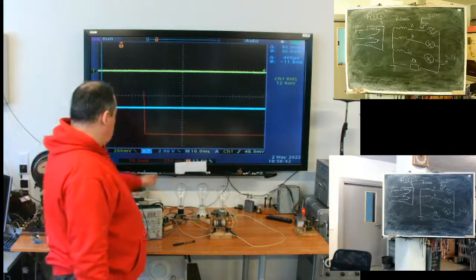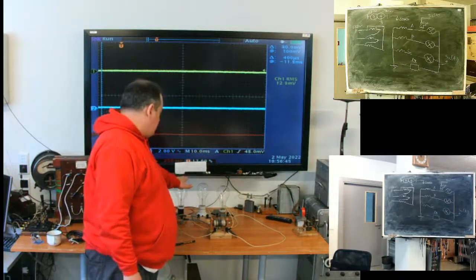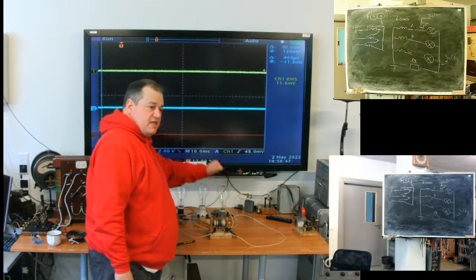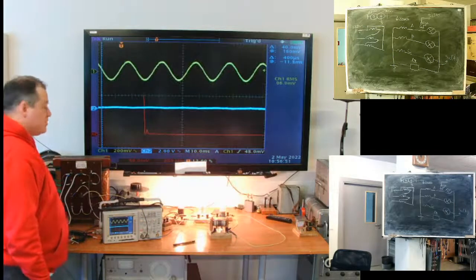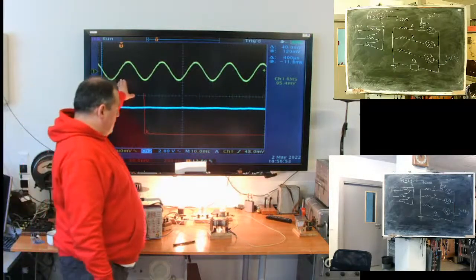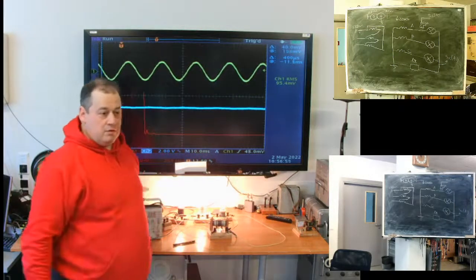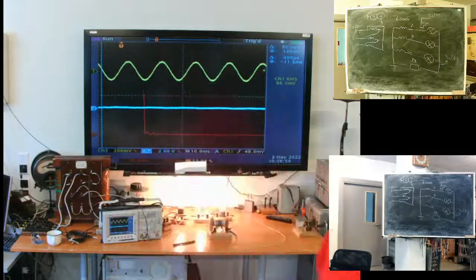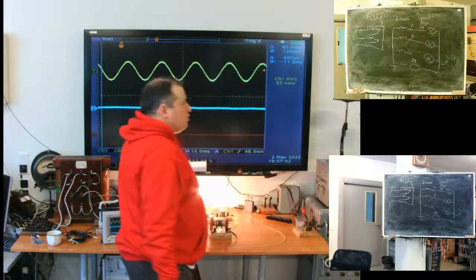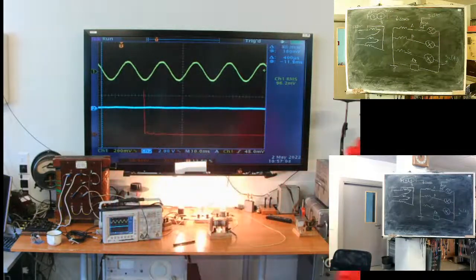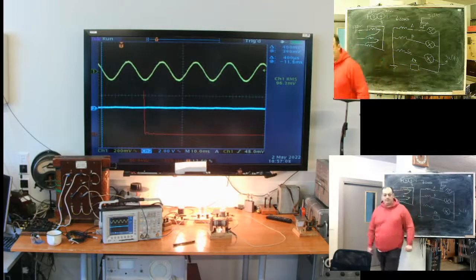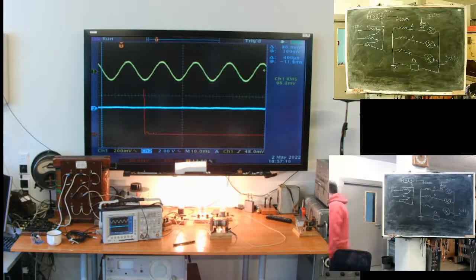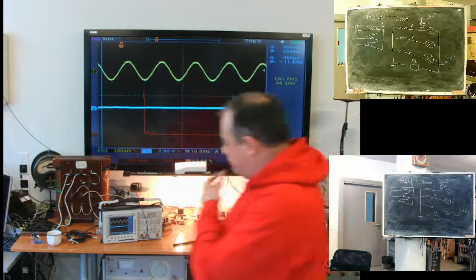What do we have here? Load for A phase, load for B, and load for C. I'm switching power. We have A phase current. It looks like a sine. And this line is the current of the neutral. How can we check that it's working?